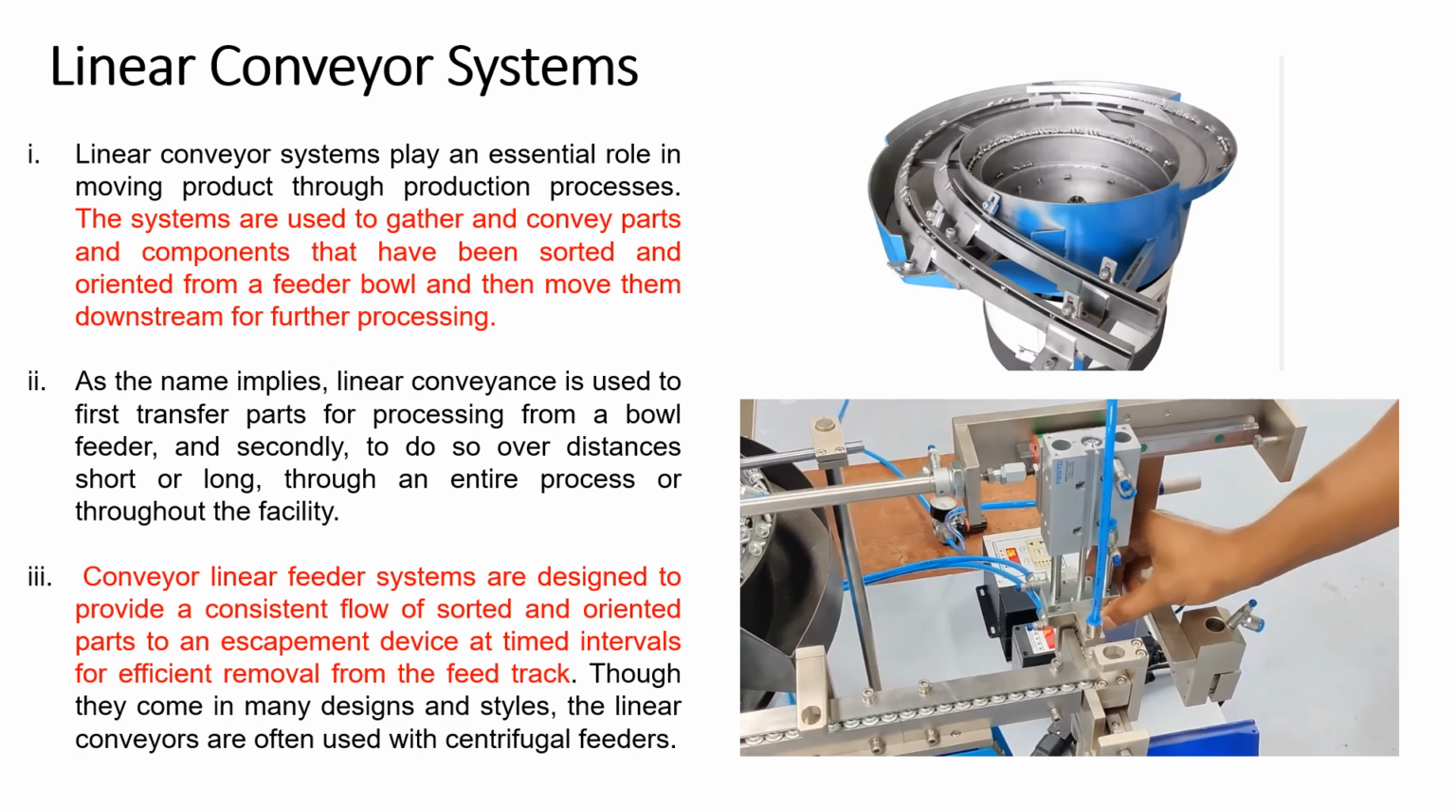As we saw in this system, the feeder will first sort and orient the parts, then this system comes into the picture, as it has to take these parts to the main system, downstream, for whatever further processing we want to do. This will include different escapement features and different singulation features, as we want only one part. Conveyor linear feeder systems are designed to provide a consistent flow of sorted and oriented parts to an escapement device at timed intervals for efficient removal, right?